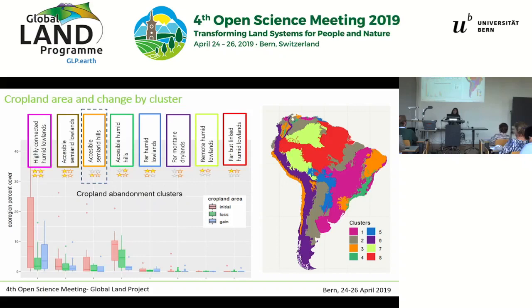And then we have another cluster, accessible semi-arid hills in orange, which does currently have a considerable cropland area, but it is in decrease, as you can see in the green box there. So it's a case of cropland abandonment clusters. And finally, we have our least preferred clusters for agribusiness, which include far mountain drylands, which are also in decline in cropland area, and remote humid lowlands in orange over there in Brazil.